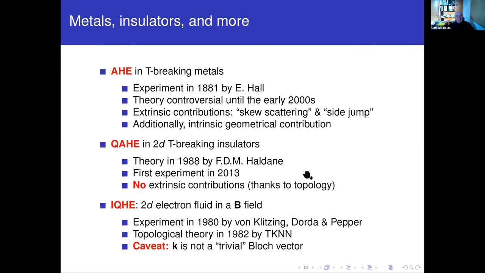Now, the anomalous Hall effect exists in metals. It was discovered by Hall himself in 1881. There are for sure intrinsic contributions. The theory was controversial until 2000. Despite a pioneering work by Luttinger, it was assessed without any doubt that there is a geometrical contribution only in the early 2000s. And in fact, with hindsight, it is just the same formula as for insulators, just adapted to metals, where it is no longer quantized, but still has the same effect.